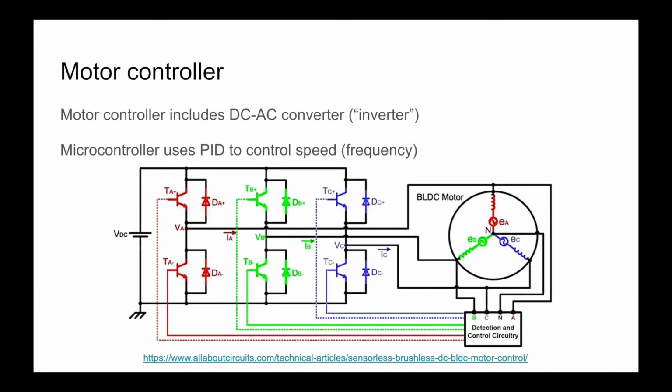The microcontroller uses a PID algorithm to control the speed at which the inverter MOSFETs switch on and off. The fact that each of these 3 phases has 2 MOSFETs gives the ability to change the direction of rotation. We won't go much deeper into the motor controller in this talk, since designing one can be an entirely separate design task.